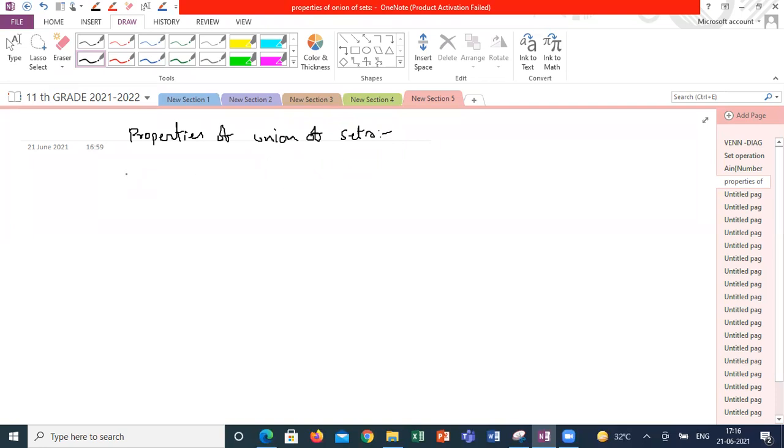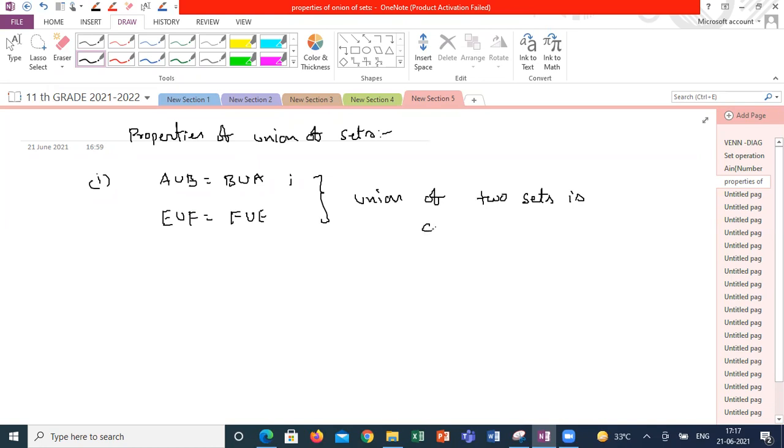So union of sets is commutative. It will follow the commutative law. Commutative means A union B will be equal to B union A. You are just combining here. That's the reason A union B is equal to B union A. Or if I am taking some other sets, E union F will be equal to F union E. So union of two sets is always commutative.